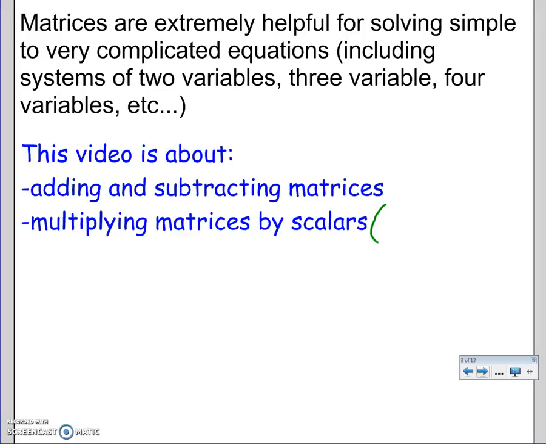So, multiply by a constant. It could be a fraction or a decimal. Just multiply by a single number. Adding, subtracting matrices, make sure they're the same size. For multiplying by scalars, size does not matter.